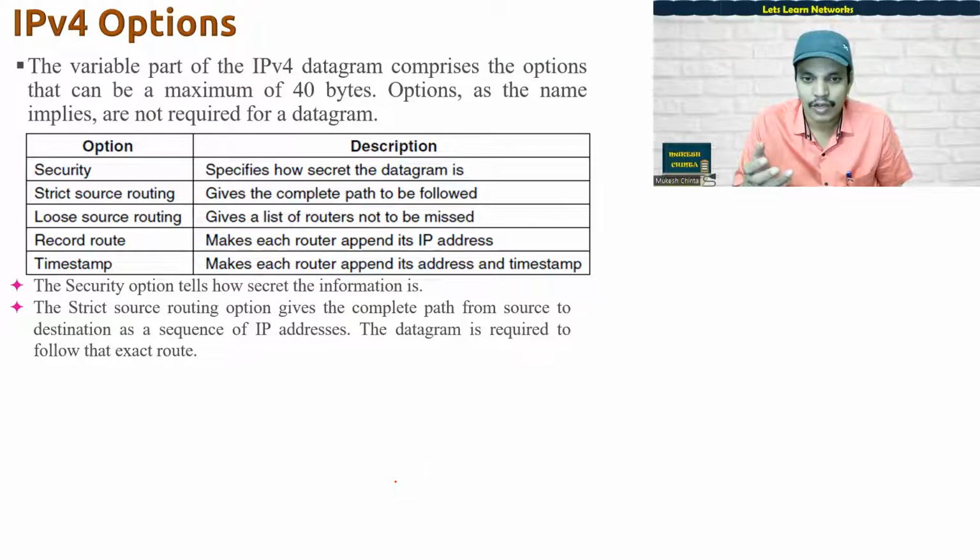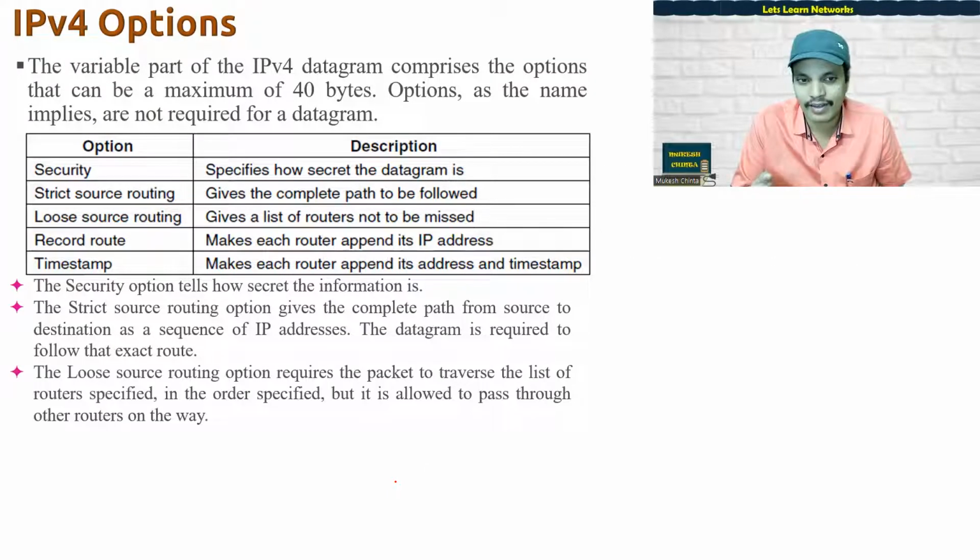Sometimes, if not that strict, there is loose source routing. It also requires the packet to traverse the list of routers specified by the source, but it can also traverse other routers. In strict source routing, it is not an option. The packet is supposed to go only through the routers specified by the source. In loose source routing, in addition to the routers mentioned by the source, your packet can traverse other routers also.